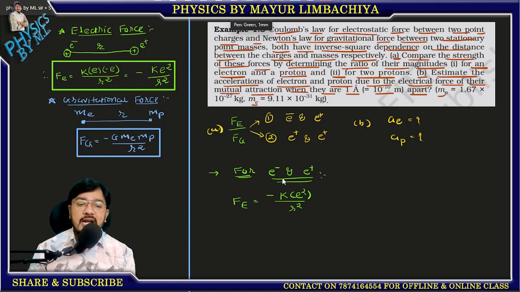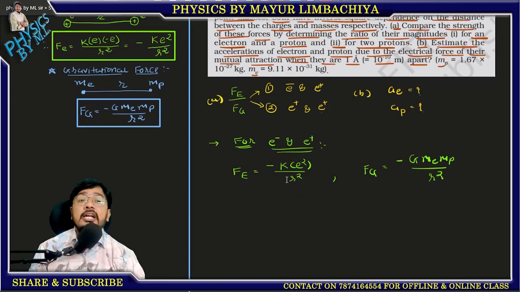So here I will write, this is the electrical force between electron and proton. Now the gravitational force between this electron and proton: if we write down minus G me mp divided by r square. So these are the two equations of those forces. Now we will do a ratio of them.